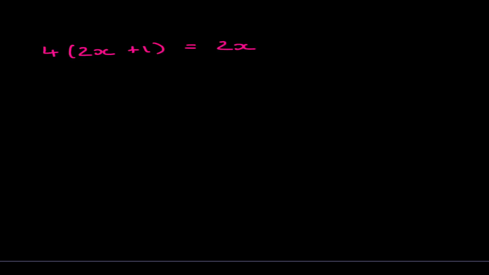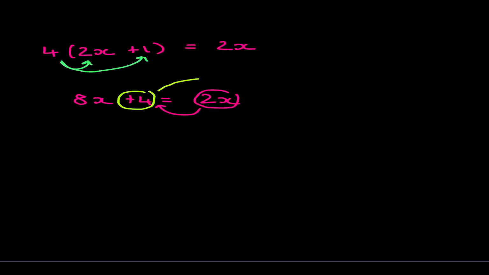So hopefully you've had a bit of a go. Let's do this. So you're going to do that times that, which is 8x, and that times that, which is positive 4, and it still equals 2x. Okay, let's do this in one go. We're going to bring this 2x to this side, and this 4 to this side.